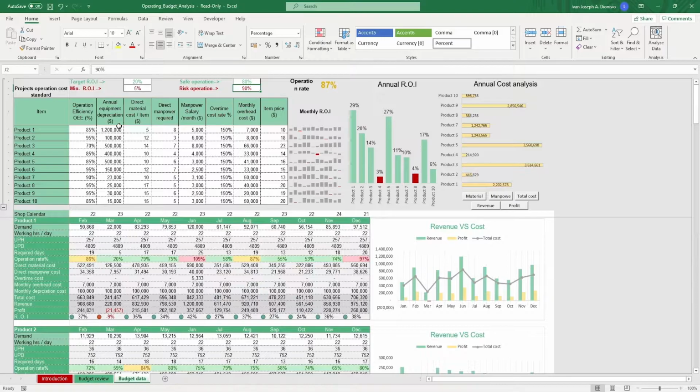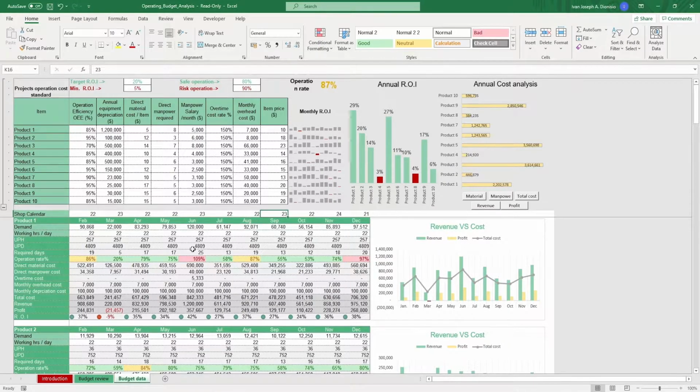Input your standards for your different products, such as the operation efficiency percentage, the annual equipment depreciation, the direct material cost per item, direct manpower required, manpower salary per month, the overtime cost rate, monthly overhead cost, and the item price. In the shop calendar, input the number of working days for their corresponding months.